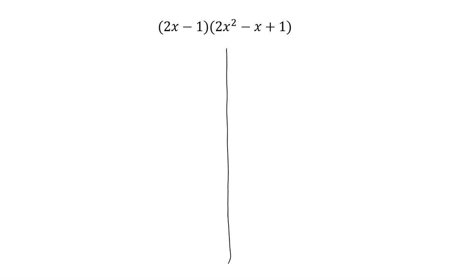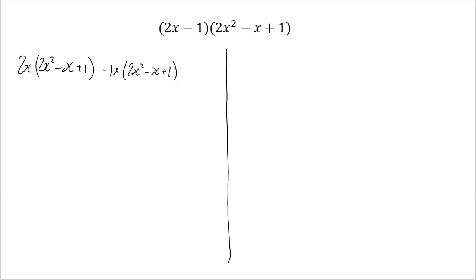First method is to split it up using the linear bracket. So I'd split that up into 2x times the quadratic bracket, so 2x bracket 2x squared minus x plus 1. And I then split it up again. Now I've got a minus 1 there, so it's going to be minus 1 times the bracket 2x squared minus x plus 1. We can then expand each of these on their own, simplify everything together.